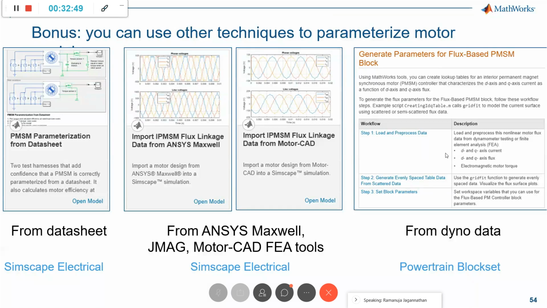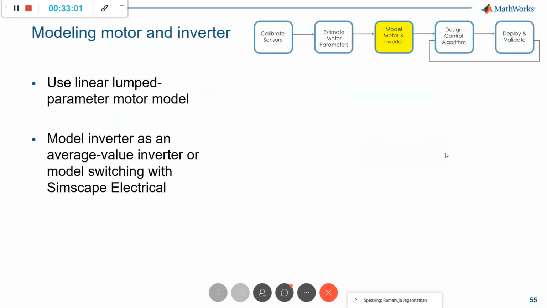Also, you have other methods for parameterization, such as using your datasheet models, datasheet parameters, or your CFD models, which you could use to parameterize the motors. Now, once the parameterization is done, the next step is typically modeling the inverters and the motors.